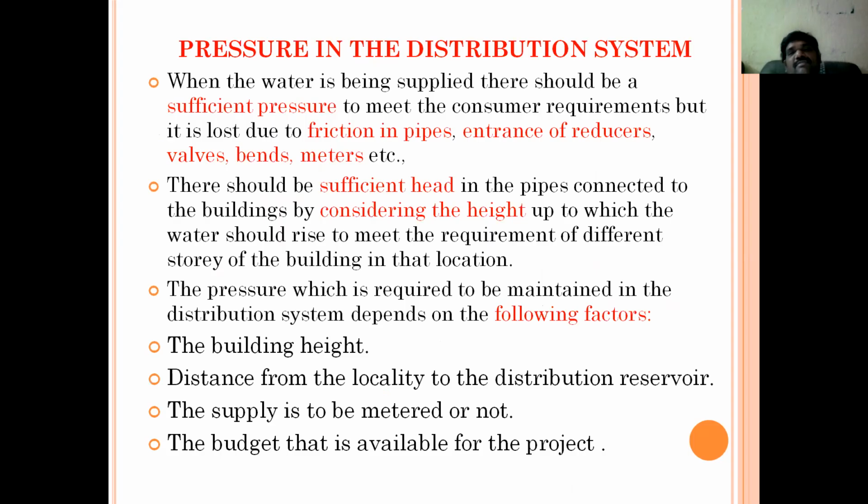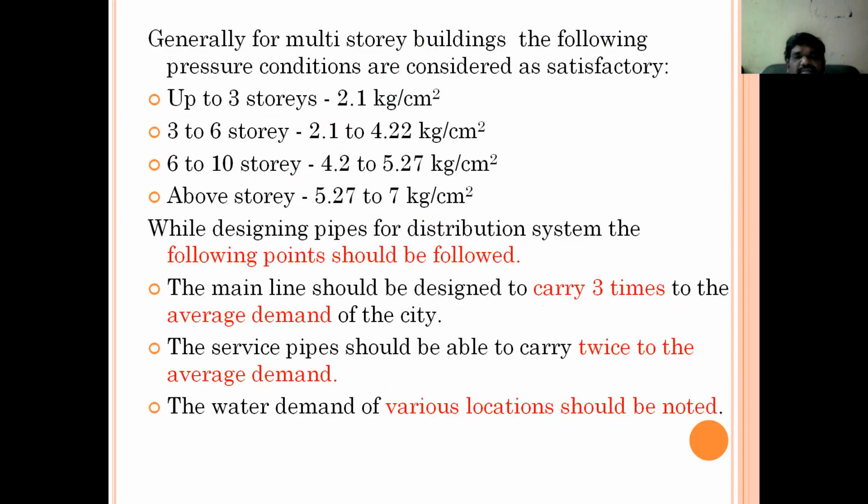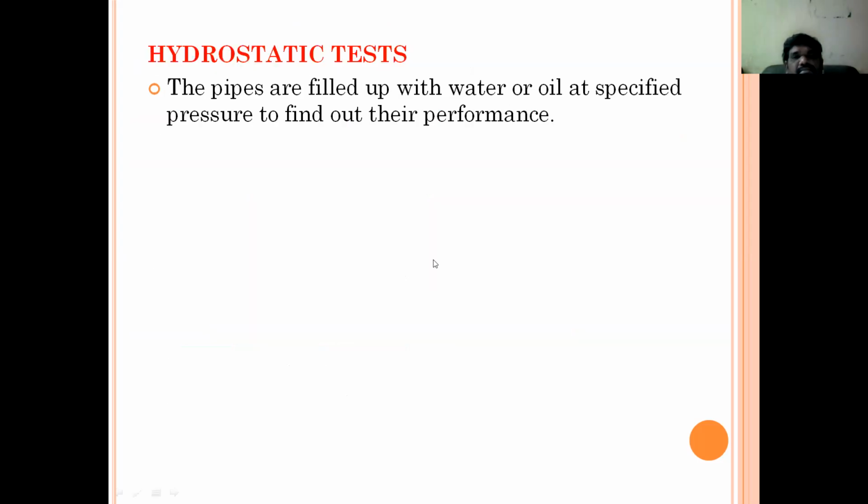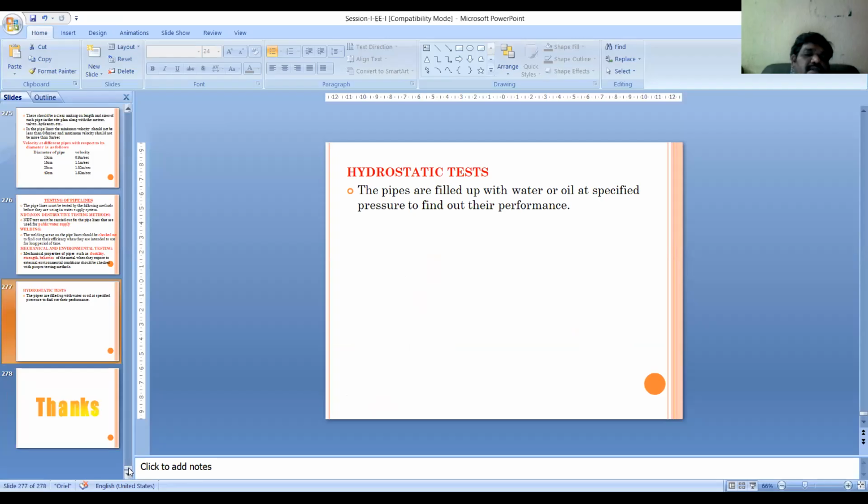Next one is pressure in the distribution system. Here, after this pressure in the distribution system, we have seen the testing of pipelines. See here itself, when you have a look, types of pipes we have discussed in the second unit itself. Types of pipes and laying of pipes. Again, discussing point here, types of pipes we discussed, and laying of pipes we have seen. Laying of pipes. See, in the second unit, we already discussed.